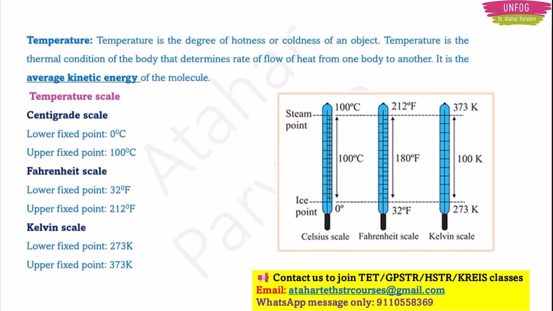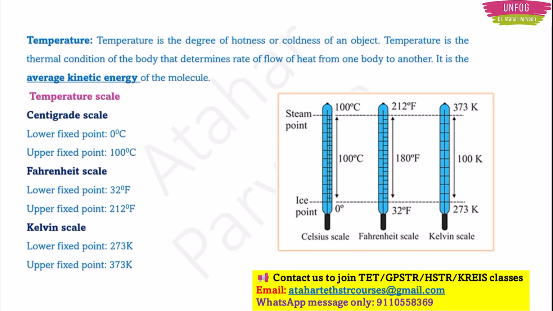Similarly, for the Fahrenheit scale, the lower fixed point will be 32 degrees Fahrenheit and the upper one will be 212 degrees Fahrenheit. And the same way for the Kelvin scale also. The lower one is 273 Kelvin and the upper fixed point is 373 Kelvin. So you have to remember that there are three types of scales which we use in a thermometer. That is centigrade, Fahrenheit and Kelvin scale. You should also know their lower and upper fixed points. Anything can be asked as a MCQ in your examination.